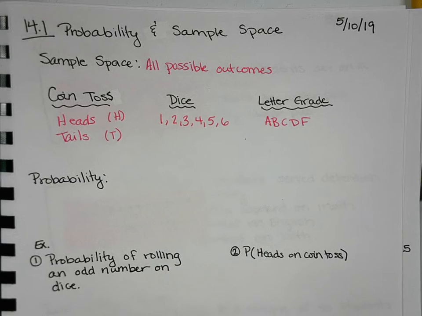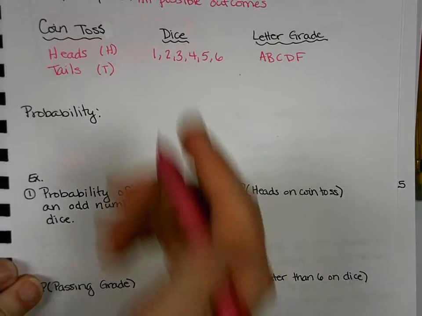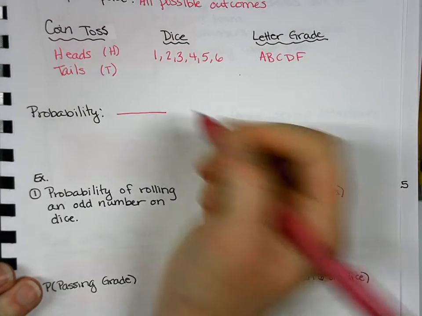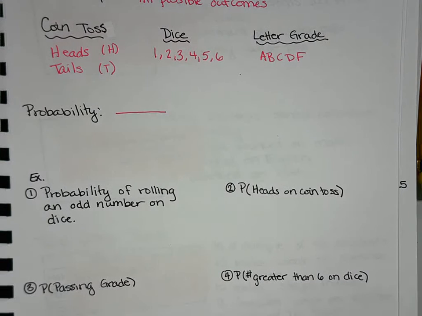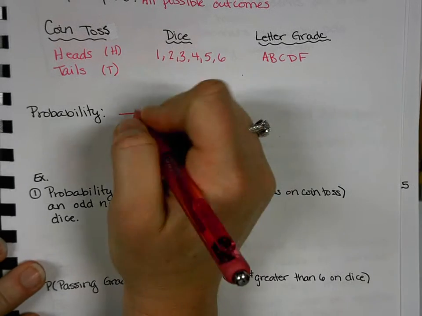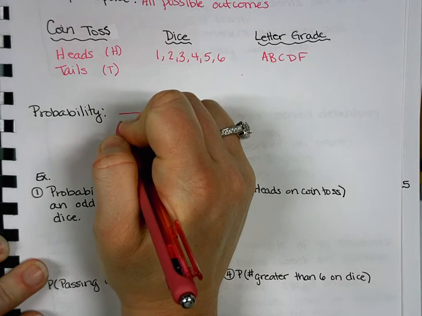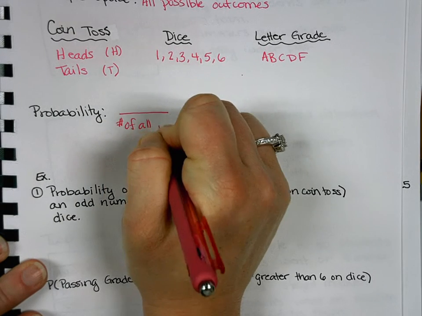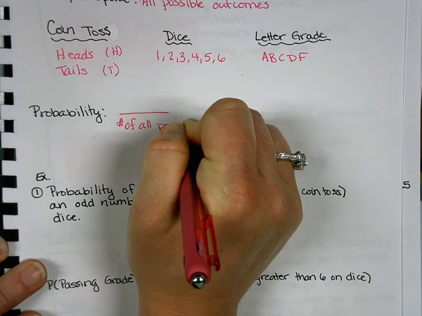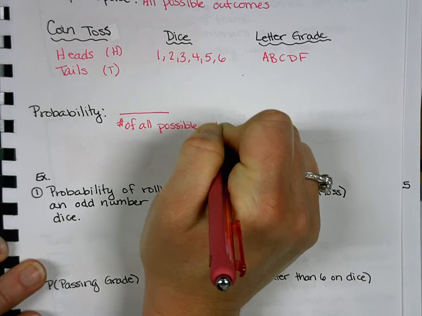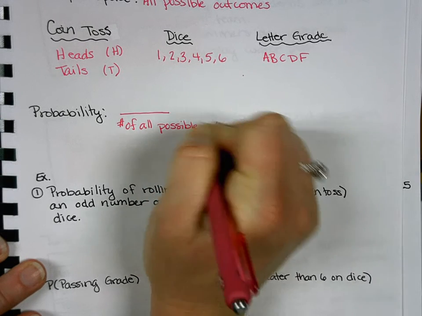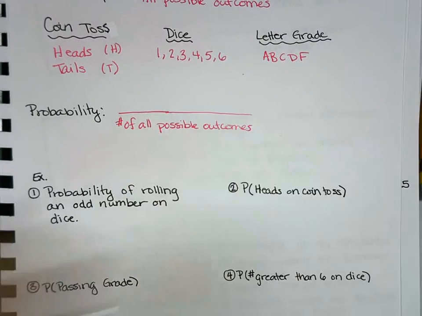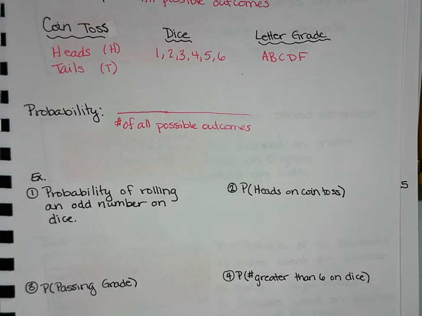So when we talk about probability, it's a fraction. Usually we hear them as percents, and that's just because they've converted their fraction to a percent. On the bottom is the number of all possible outcomes. That's where knowing your sample space comes in handy. If we know all the possible outcomes, then we can count them and figure out how many there are.